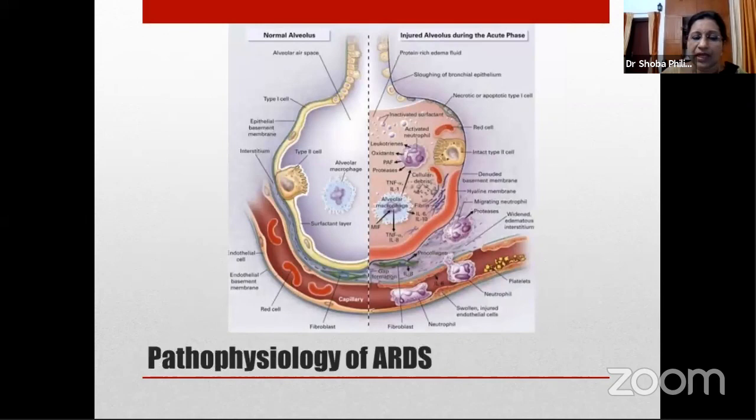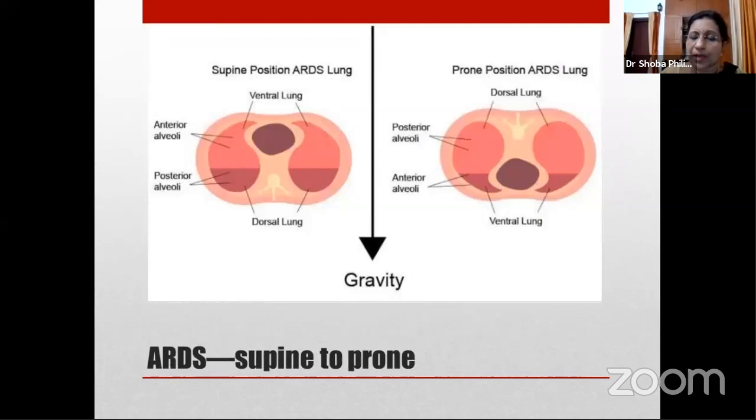This picture shows what happens to the lung in ARDS. You see an injured alveolus during the acute phase, with a lot of inflammatory markers coming in, and the alveolar capillary membrane is broken. This total loss of membrane and this total ventilation perfusion mismatch is mentioned. If the patient is in the supine position and has ARDS, the ventral part of the lung is better ventilated compared to the dorsal part. But if you put the same patient in the prone position, the posterior alveoli, which are more compliant, are now better ventilated. So the saturation picks up.